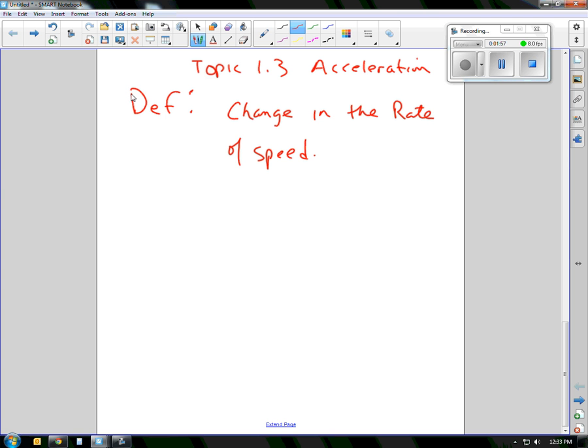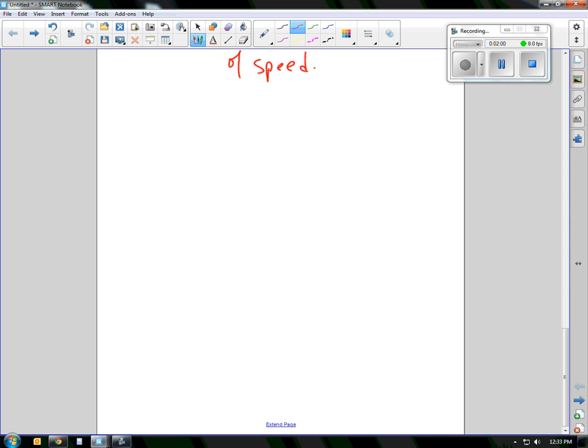So what I want to show you first of all is the formula for acceleration. If it's a change in the rate of speed, then we would write acceleration like this. There's your speed or your velocity, a change in the rate of velocity over a certain amount of time. And you see the arrows there? That would mean that those are vector quantities. So guess what? We have to worry about direction when we're talking about acceleration too.